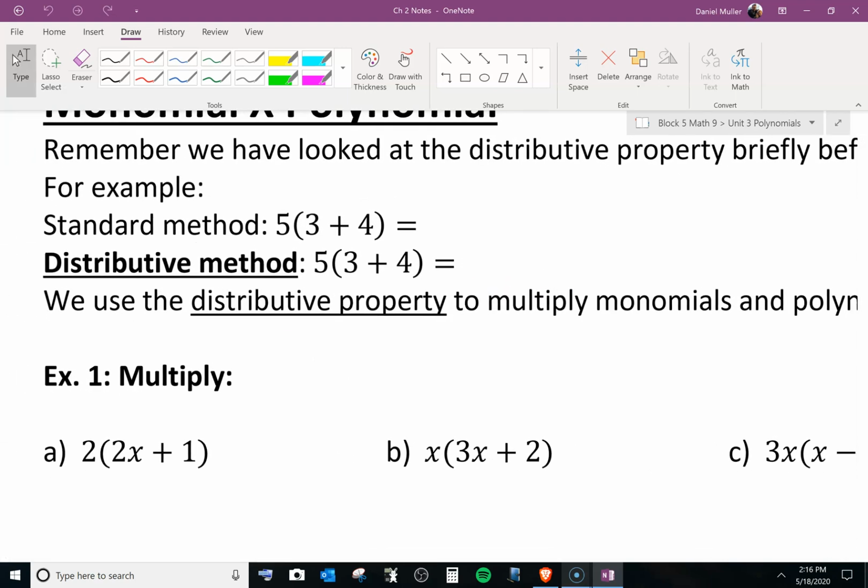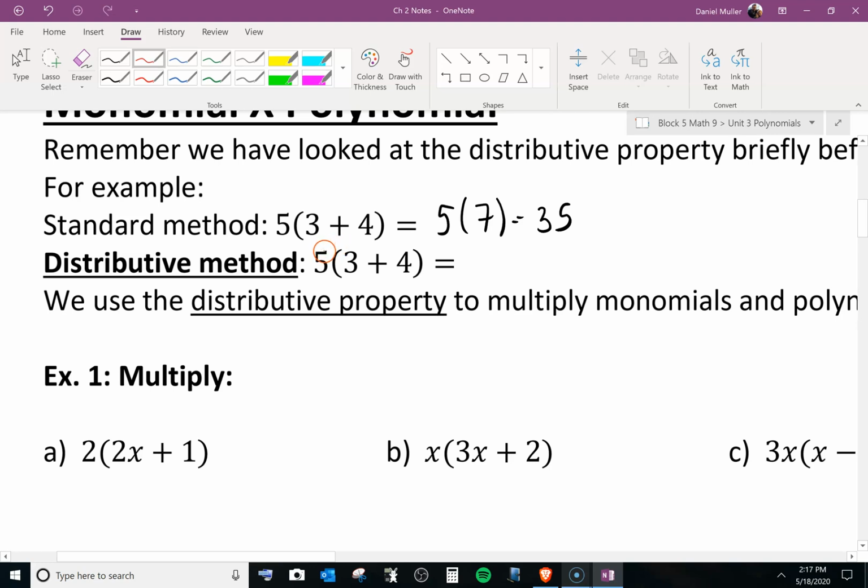So the standard method would be 5 times 3 plus 4. Well, you would know with BEDMAS that 3 plus 4 is 7. So you have 5 times 7, and then 5 times 7 is 35. So you know that. That's how we've done things. But there's this new method that we're going to have to do, and that's called the distributive method.